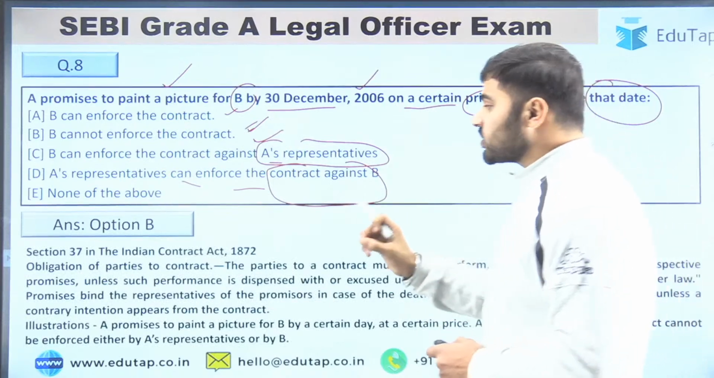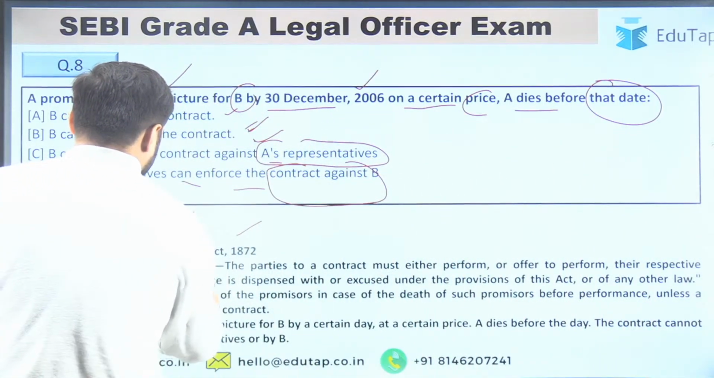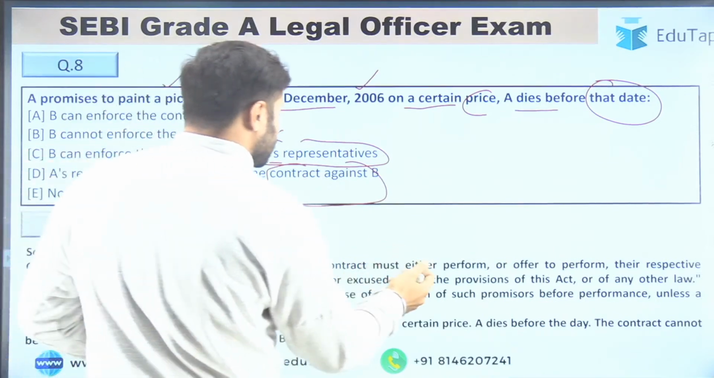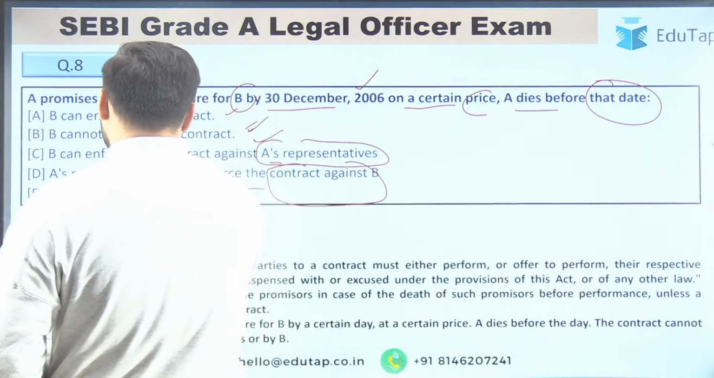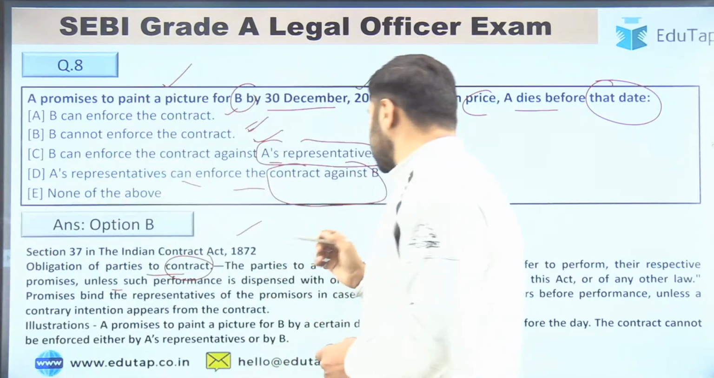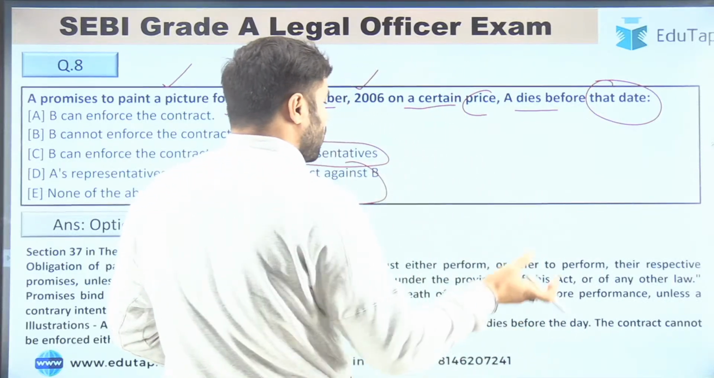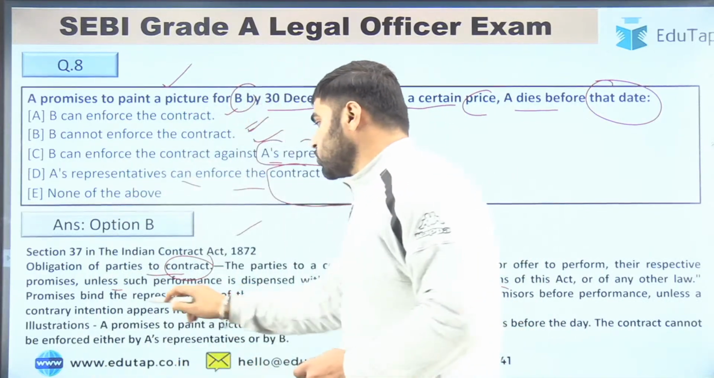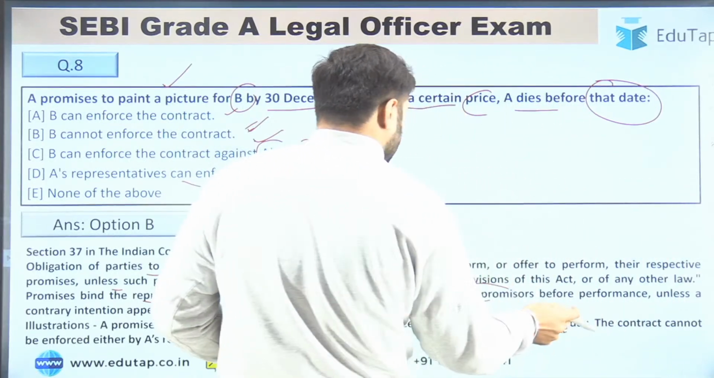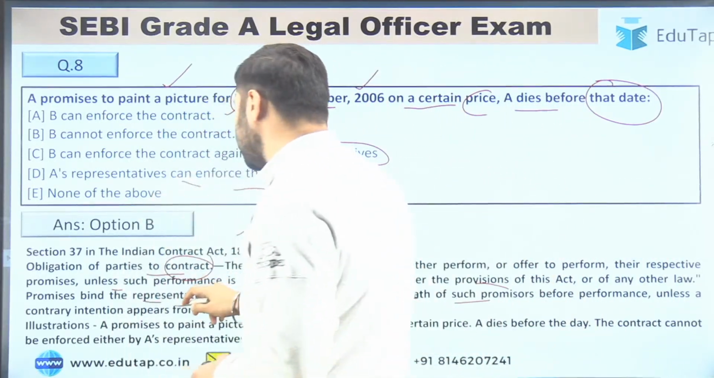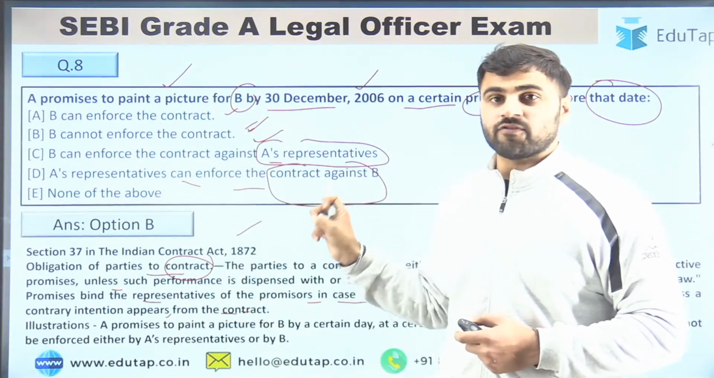If you read section 37 of the Indian Contract Act, it contains the obligation of parties to a contract. The parties to a contract must either perform or offer to perform their respective promises, unless such performance is dispensed with or excused under the provisions of this Act or of any other law. Right? Promises bind the representatives of the promisors in case of the death of such promisors before performance, unless a contrary intention appears from the contract. Here, a contrary intention is appearing from the contract.